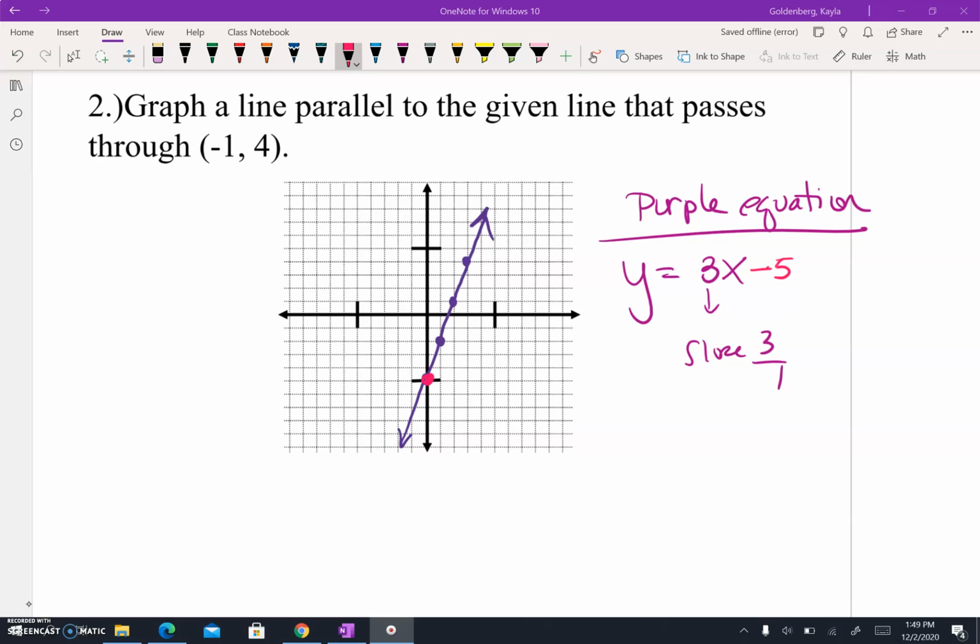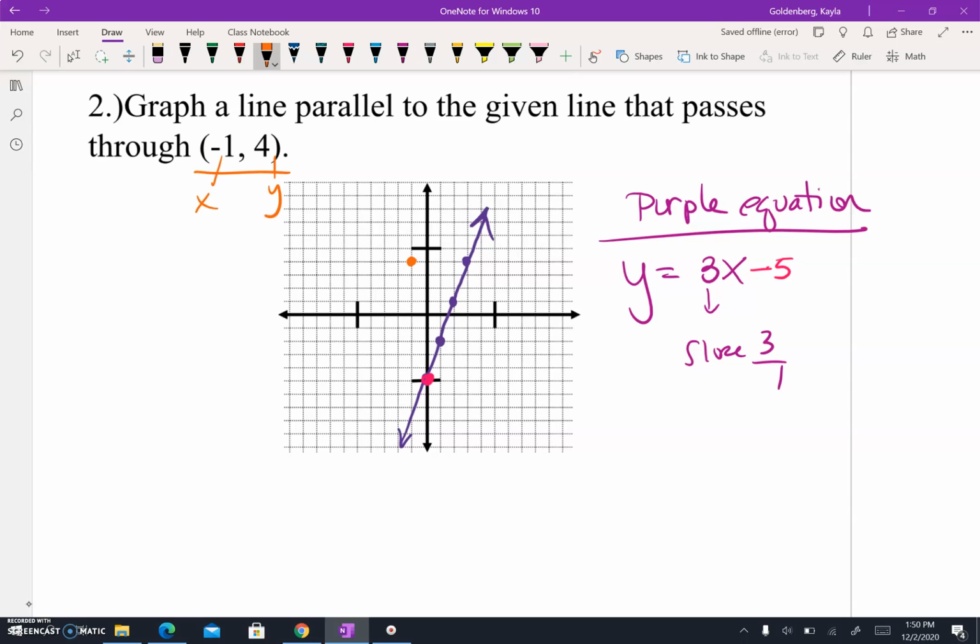Okay, and there's your answer. Slope is 3/1. Notice every point you go up 3/1. And your y-intercept is at -5. And now we want to take this line and graph a line that is parallel to the purple line, and it has to go through a specific point. It has to go through -1, so left 1, and then up 4. Remember, that's your x, and this is your y.